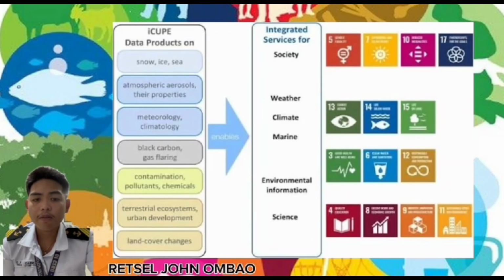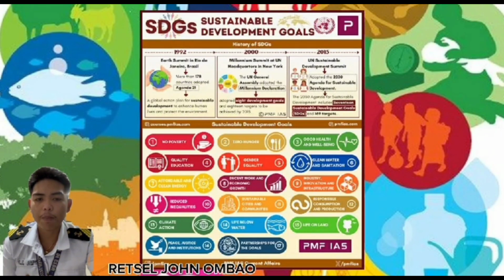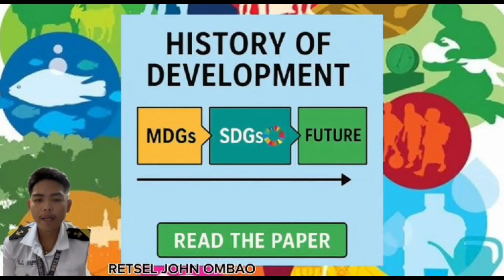The Sustainable Development Goals, or SDGs, were officially launched in 2015 by the United Nations as a global action plan for improving social, economic, and environmental conditions by 2030. They were created to continue and expand the work of the earlier Millennium Development Goals, or MDGs, which guided worldwide development efforts from 2000 to 2015.